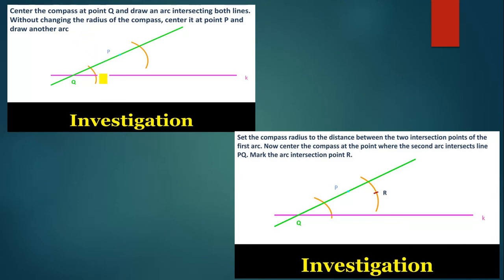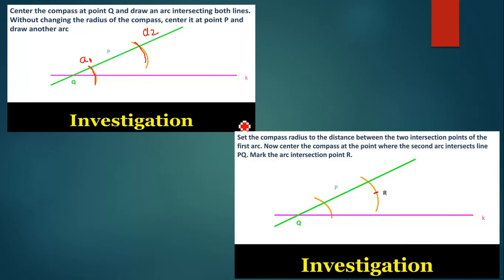Without changing the radius, I repeat, without changing the radius of the compass, center it at point P and draw another arc. Can you see this? So this is arc 1 and arc 2. Let me explain it again. Center the compass at point Q and draw an arc. So this is arc 1, right? With the same radius, without changing the radius of the compass, center it at P and draw another arc, that is your arc 2.